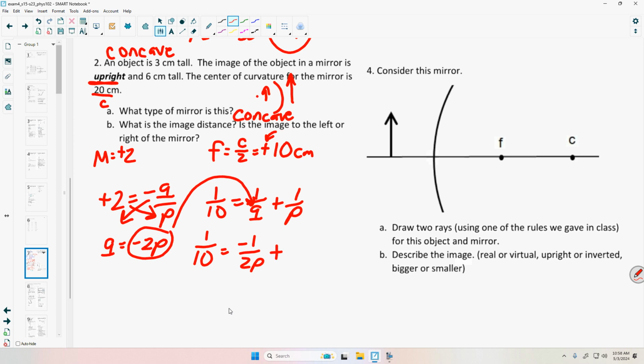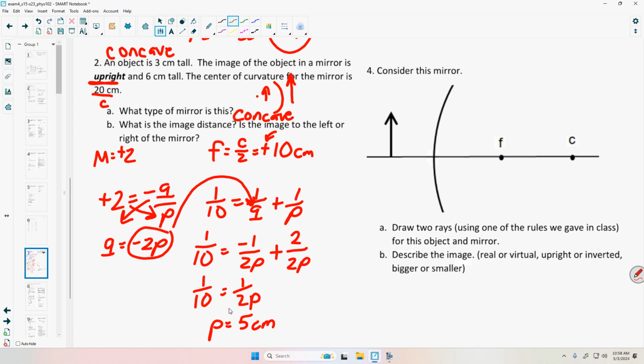I'm going to find my common denominator, which is 2p. So that's 2 over 2p. Then I solve that for p. So 1 over 10 equals 1 over 2p. So p, in order to make that equal, p has to equal 5 centimeters. So that's my object distance.